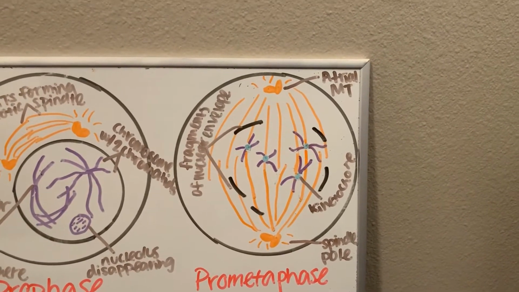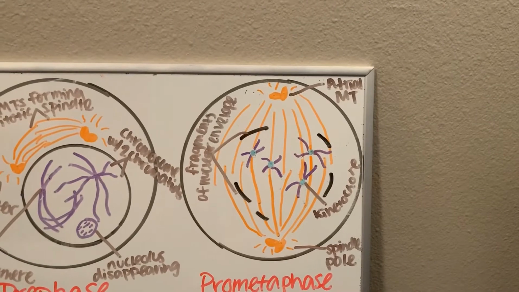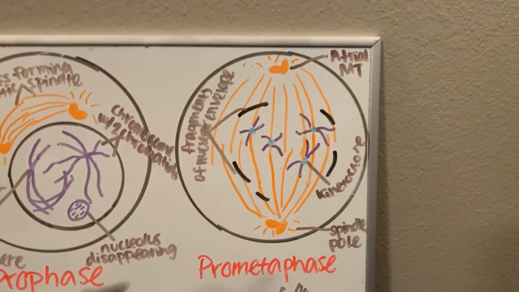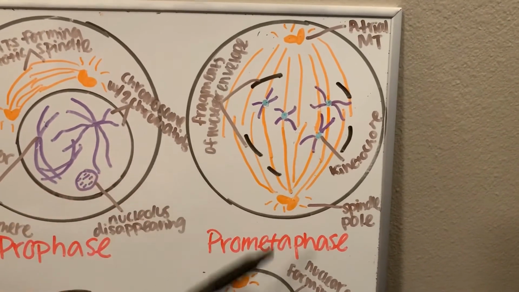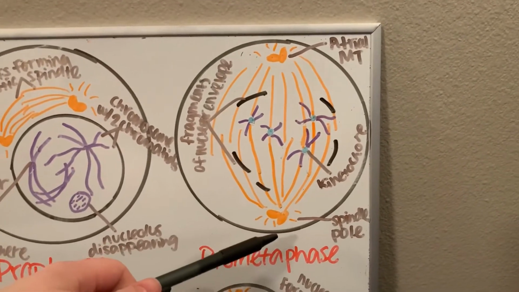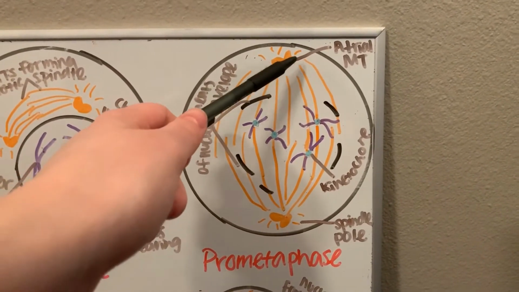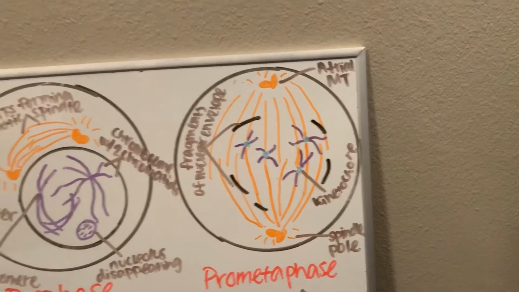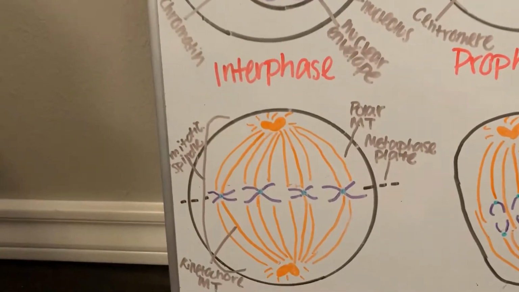And the kinetochore is a structure that attaches paired chromatids to spindle microtubules. So the green structure is the kinetochore. And then this is the spindle pole, and then this is astral microtubules. And then we go on to metaphase.